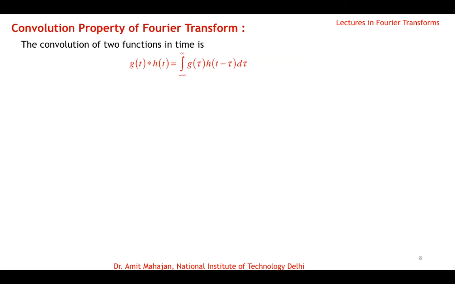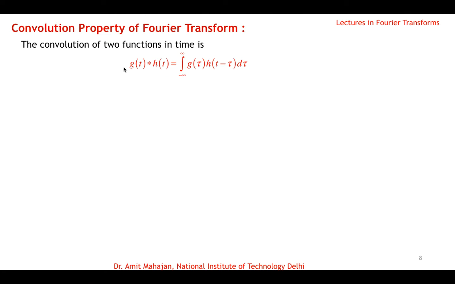Okay, so now I define this property here, which is the convolution property for the Fourier transform. For that, first we define what the convolution of two functions is. The convolution of two functions in time, g(t) convolved with h(t), is the integral from minus infinity to infinity of g(tau) h(t minus tau) d tau. Okay, so this is the definition.